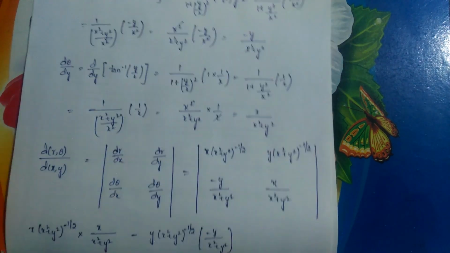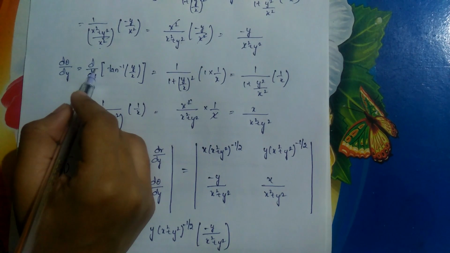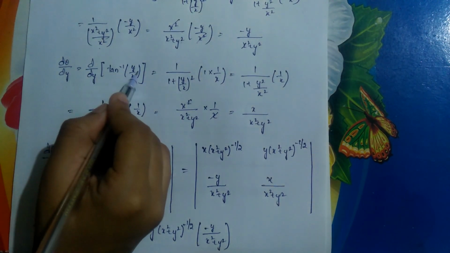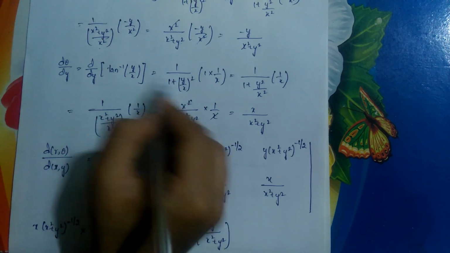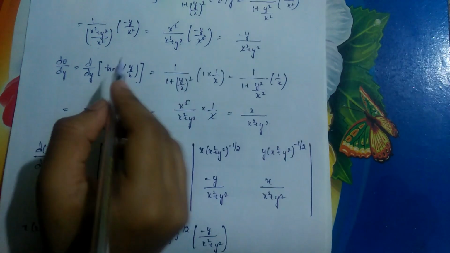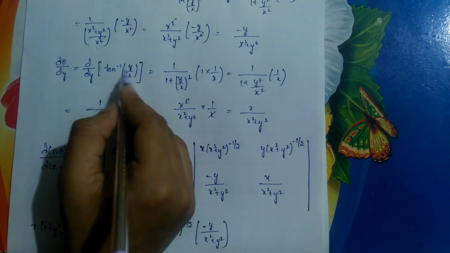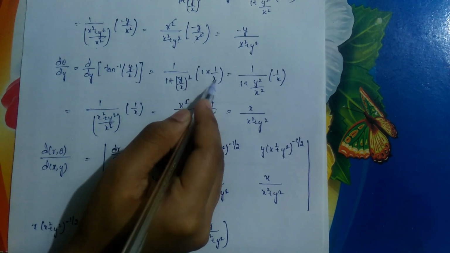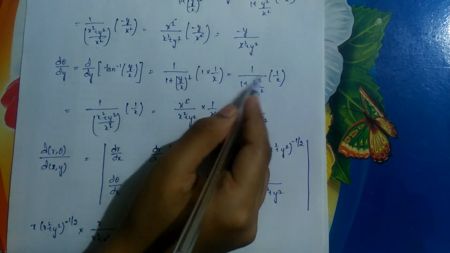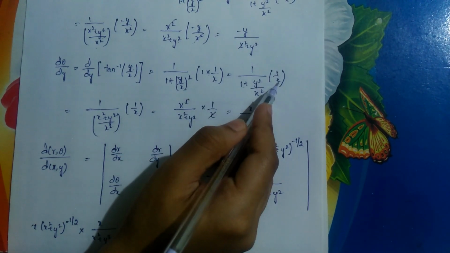Now theta is differentiated with respect to y, that is ∂θ/∂y = ∂/∂y of tan inverse of (y/x), which equals 1 by (1 plus (y/x) whole squared) into, here 1/x is treated as constant and the derivative of y with respect to y is 1. So that is 1 into 1/x. Then that equals 1 by (1 plus y²/x²) into 1/x.